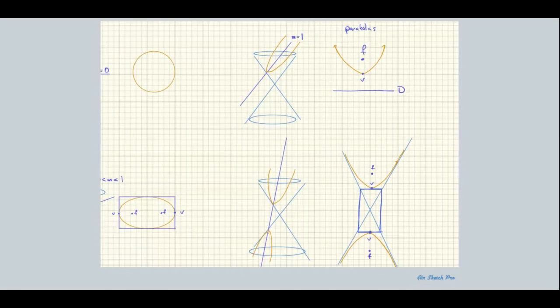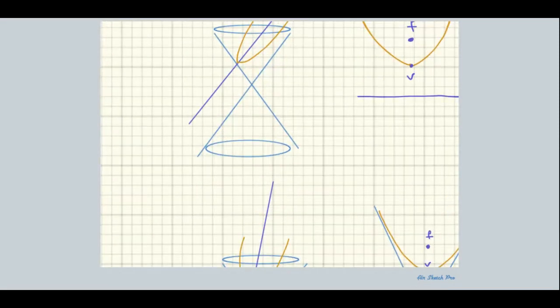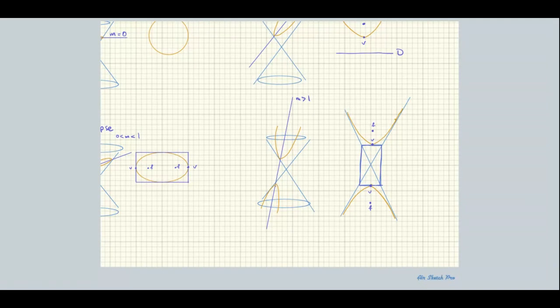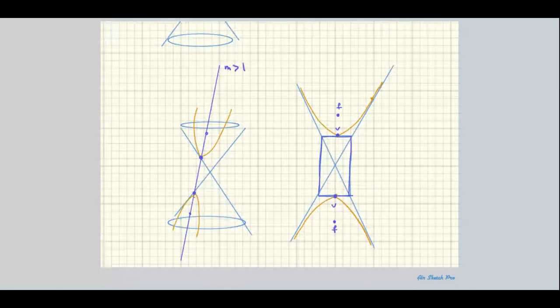As the slope increases, gets bigger than 1, bigger than the slope of the side of the cone, at the point where the slice gets both halves, that's when you end up with a hyperbola. There are 2 points that you're seeing here, both the vertices. There's going to be a focus somewhere in here too, 1 on each side.